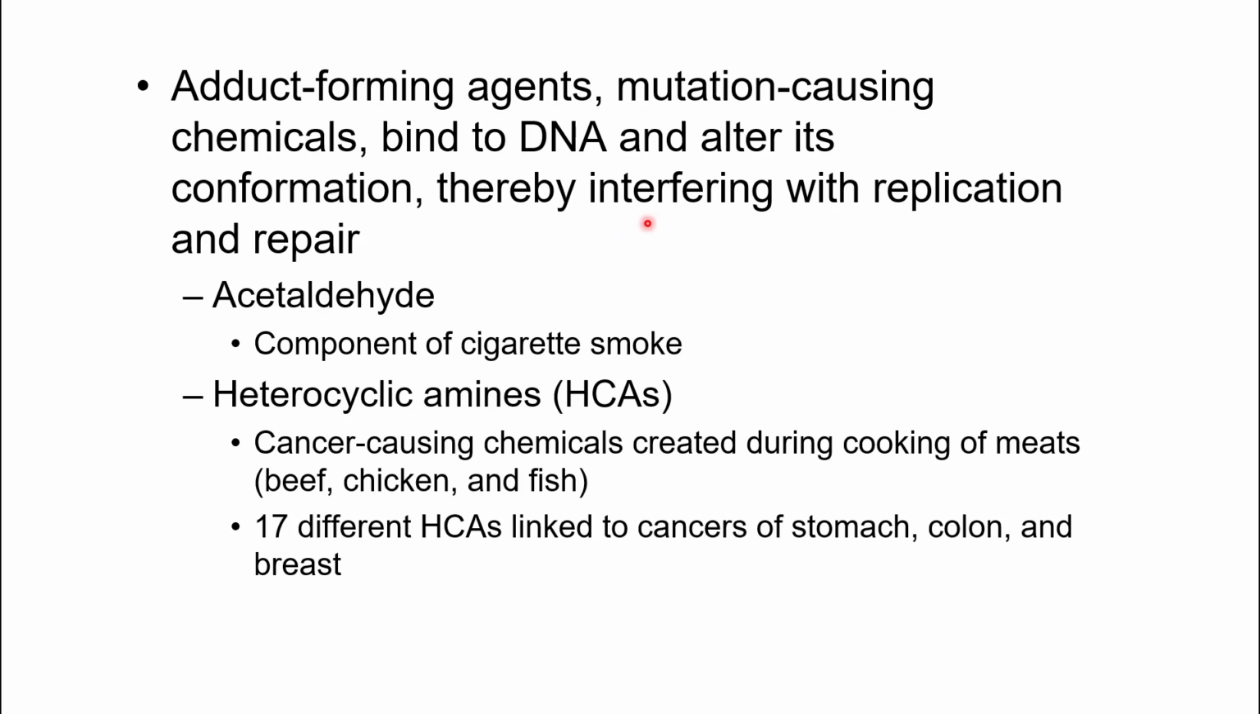You have things like adduct-forming agents or mutation-causing chemicals. Those will bind to DNA and they alter its conformation. So all of these induced mutations are chemicals or natural processes that change the chemical structure to such where we have a lot more tautomeric or a lot more base analogs occurring. For example, this would be acetaldehyde. We find that in cigarette smoke. HCAs, those are the cancer-causing chemicals we find when you cook meat, they get released. All these things alter DNA's conformation.